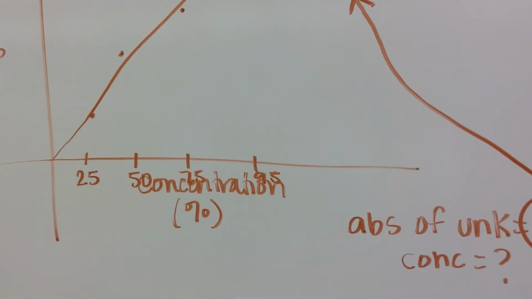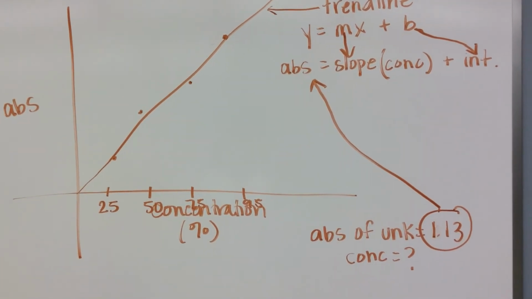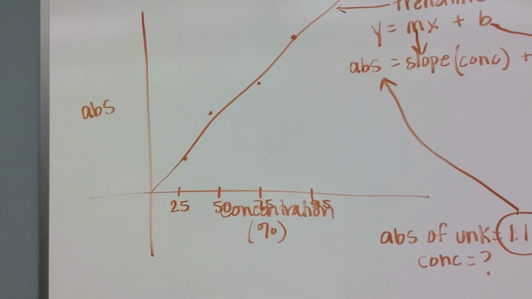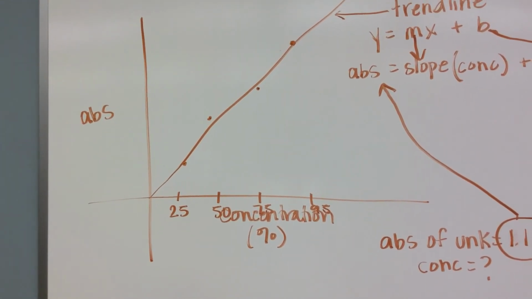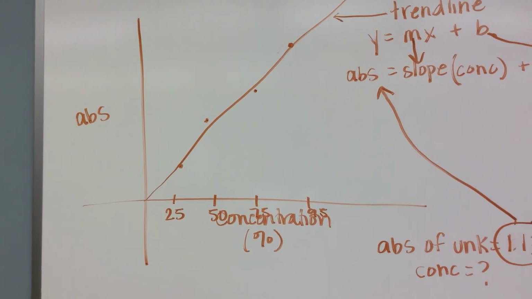But this is how we do a trend line. This is the purpose of a trend line, is to help us figure out the concentration of an unknown by absorbance. Also be sure to check out the video of the pre-lab discussion where I explain the theory of how the spec-20 works.